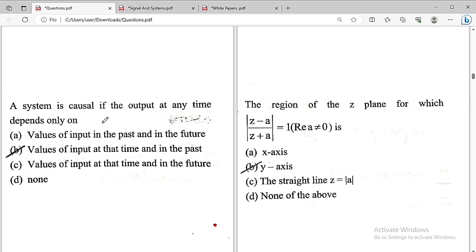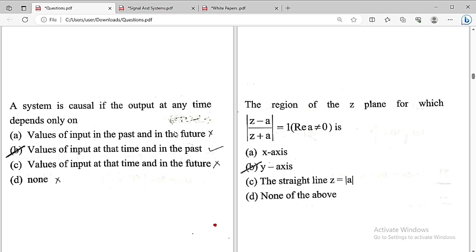Or simply we can say, if the present value of the output is independent of the future values of the input, then the given system is said to be the causal system. So, a system is causal if the output at any time depends only on option A, values of input in the past and the future. This is wrong. It should be independent of the future. So, option A is wrong. Go for option C, the values of the input at the time and in the future. Future is definitely wrong. Option B, values of the input at the time and also in the past. Yes, this is the correct way. So option B is correct.